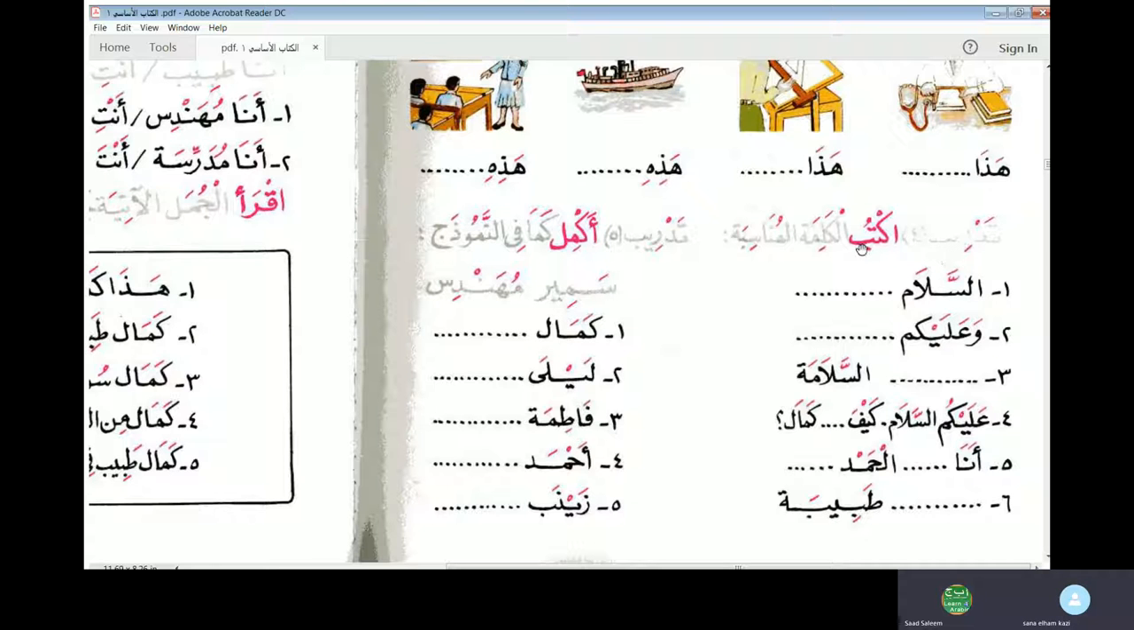Exercise: write the appropriate words. Assalamu alaikum, wa alaikum assalam, peace be unto you. Wa alaikum assalam and peace be unto you. Ma'a assalama, goodbye.